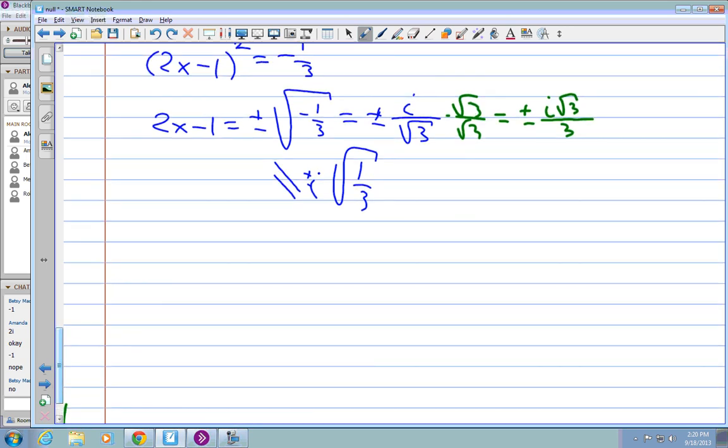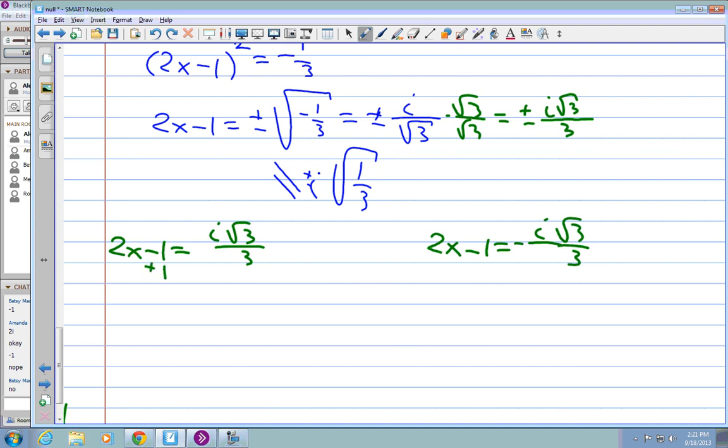So that means I have two equations. 2x minus 1 equals i square root of 3 over 3. And the other equation is 2x minus 1 equals negative i square root of 3 over 3. And again, you can place that i anywhere you like. Well, let's just keep it in the numerator. Okay, how do we go about solving that? We need to solve for x. Let's just focus on the first equation. How do you solve for x?